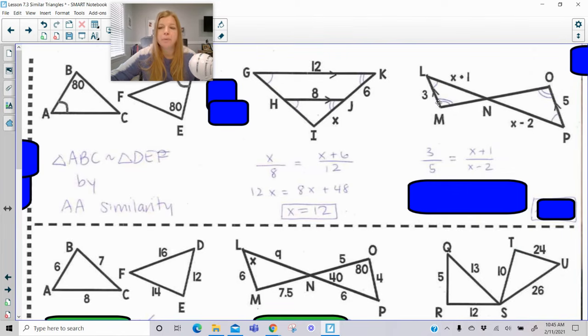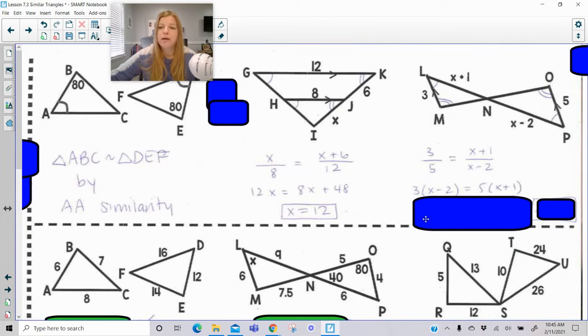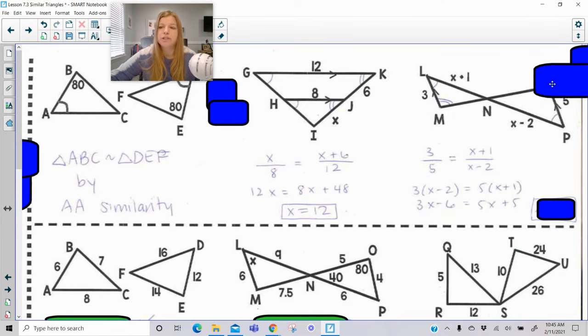So setting up that proportion, notice I went from triangle to triangle equals triangle to triangle. So side to side is equal to side to side. Then using my cross products, I'm going to solve this proportion. And I end up getting negative 11 halves for x.